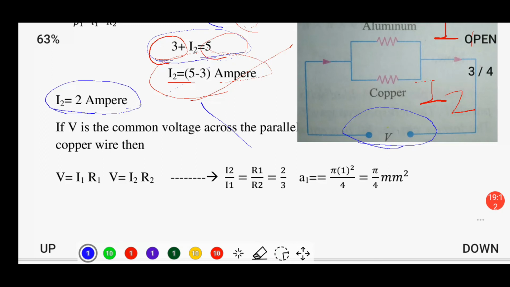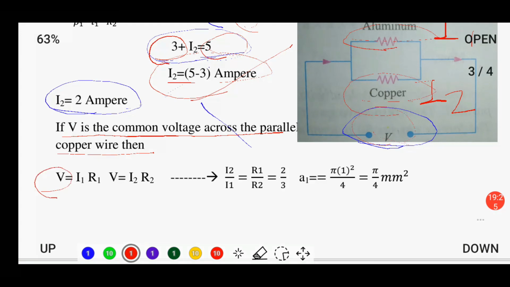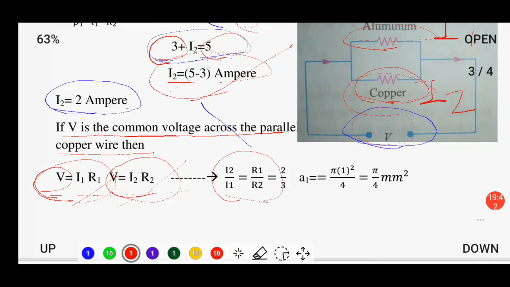Now we already know that if V is the common voltage across the parallel combination, if V is the potential difference applied across the aluminum and copper wire, the potential difference will remain the same for both of them. So the potential across the aluminum wire will be equal to I1 into R1, and the potential across the copper wire will also be equal to I2 into R2. On equating both of them, what we will get?